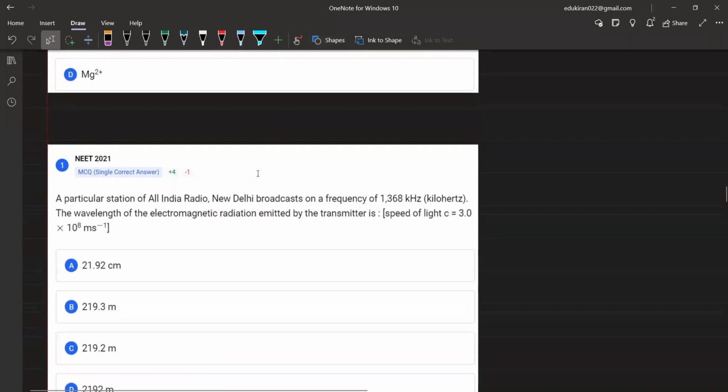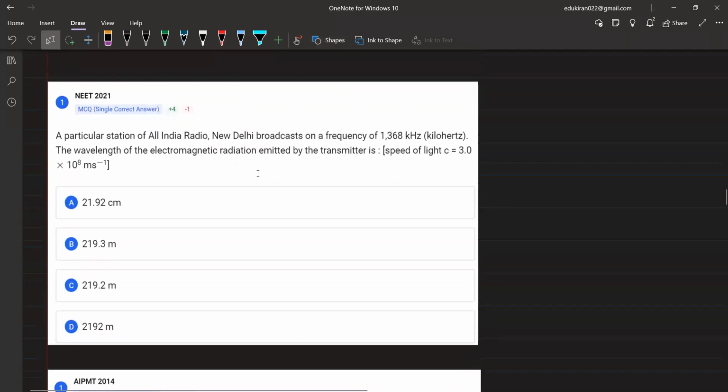A particular station of All India Radio in New Delhi broadcasts a frequency of this much kilohertz. The wavelength of the electromagnetic radiation emitted by the transmitter is how much? ठीक है, तो ये कहाँ से आएगा? देखिए, for all of the following questions, E is equal to h nu, which is equal to h c upon lambda. तो हम क्या लिख सकते हैं? Frequency is equal to c upon lambda.